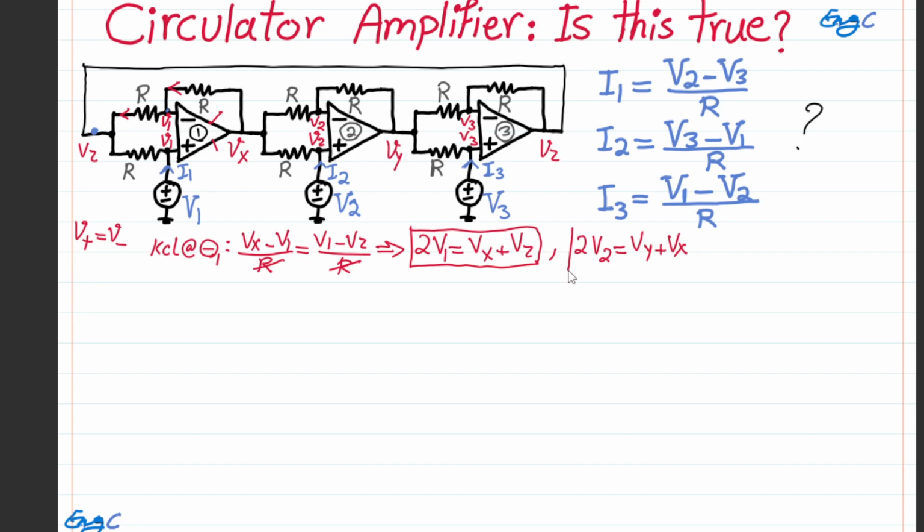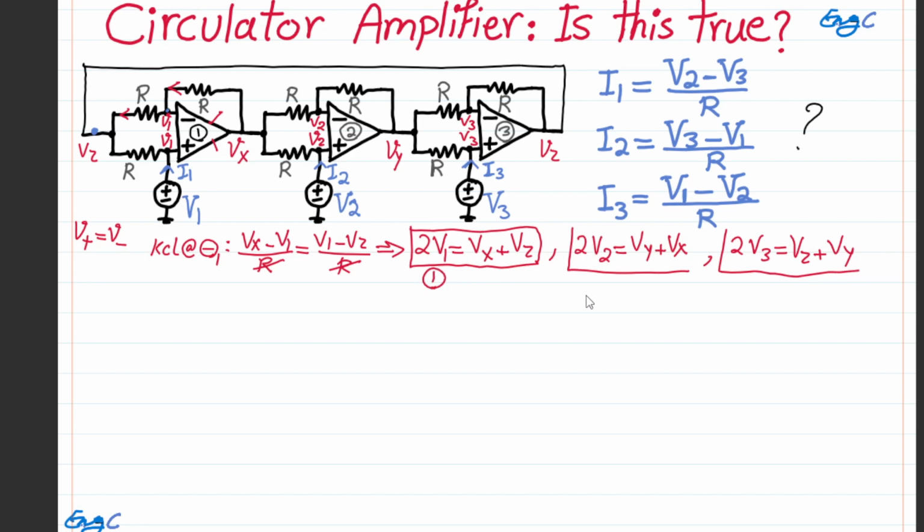Okay, so that's another interesting relationship. And finally, you can say the same thing for V3: 2V3 should be equal to Vz plus Vy. Okay, that is interesting. We're going to keep these. Now, let me use the differences of these equations.